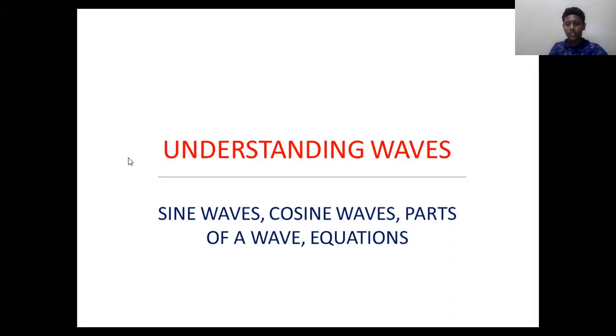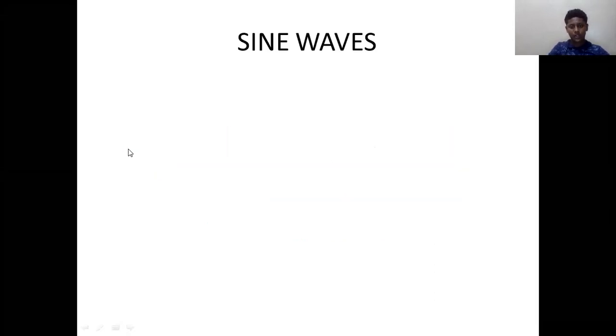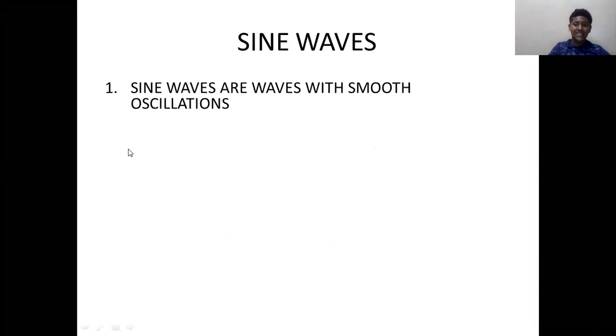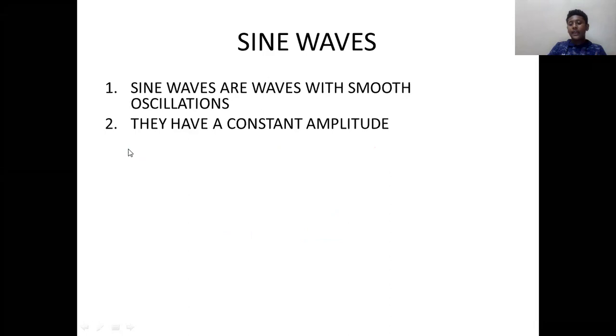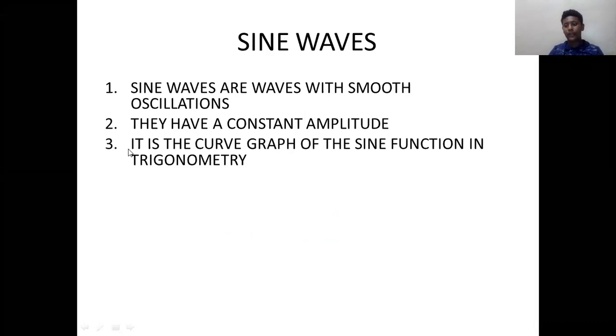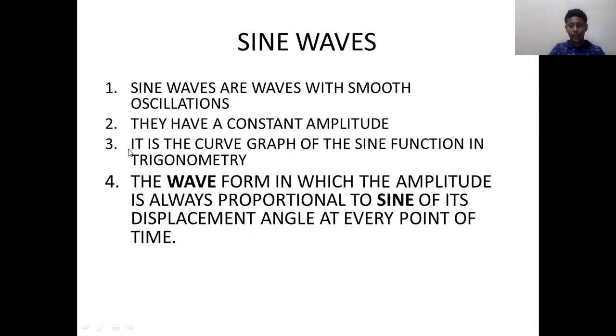Let's begin with sine waves. Sine waves are waves with very smooth oscillations, and they have constant amplitude. A sine wave is formed from the sine function in trigonometry, and it is the waveform in which the amplitude is always proportional to the sine of the displacement angle, which means that the sine value of the displacement angle of the graph is always proportional to the amplitude of the curve. And the final point, all waves can be made by adding up sine waves.